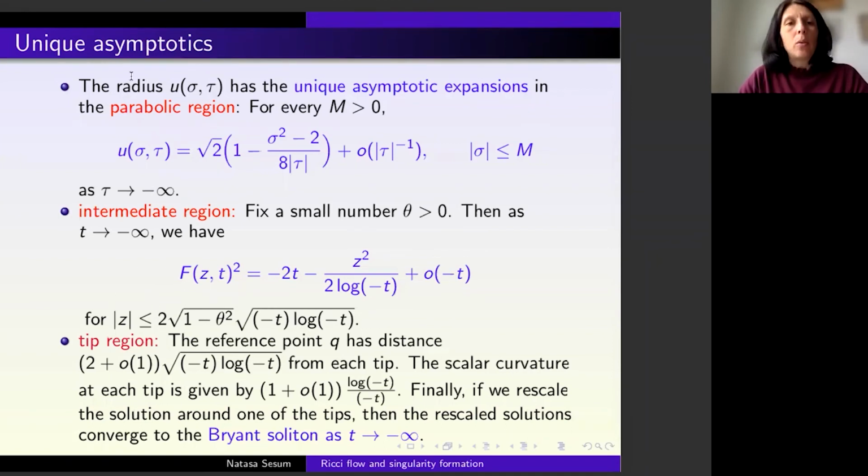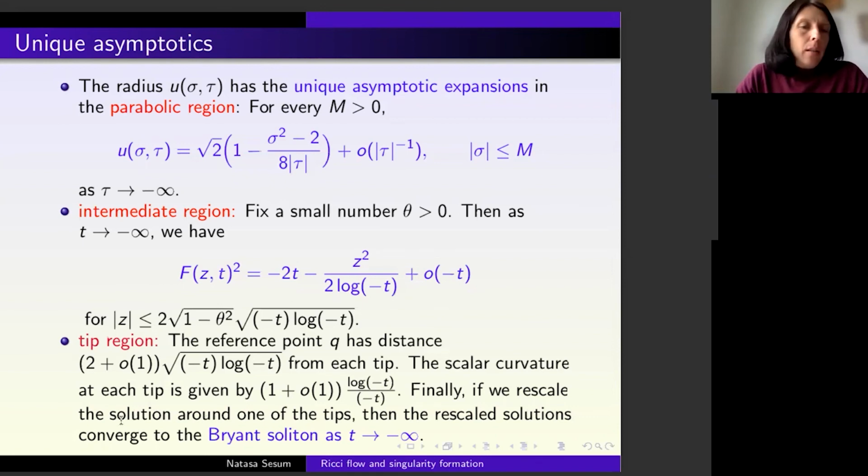I'm not going to talk about all of them. I'm just going to say that the parabolic region is the cylindrical region where your solution resembles a cylinder. U equal to square root of 2 is just the equation of a cylinder. And then you have this other term, sigma squared minus 2 over 8 tau, which is the second order asymptotics. This term sigma squared minus 2 is exactly the eigenvector of the linearized equation of the Ricci flow around the cylinder corresponding to the zero eigenvalue. So this just tells you that the zero mode of your linearized operator around the cylinder of the Ricci flow is the dominating one. Okay, so this is what we show.